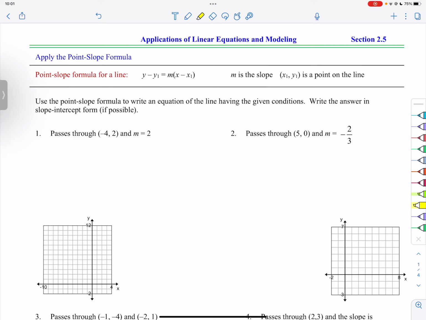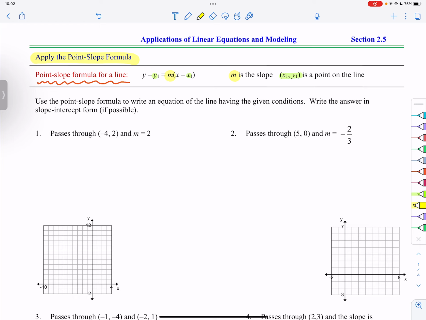This is section 2.5, Applications of Linear Equations and Modeling. We are going to first apply the point-slope formula. And we now learn another equation for a line. As you can see, this equation uses a point and it uses the slope. So let's give this a try.